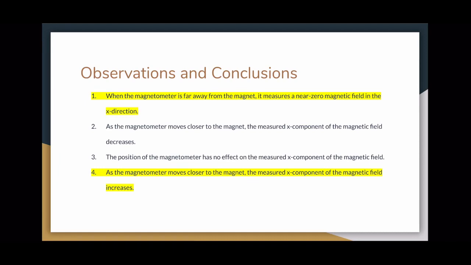The observations and conclusions for this experiment are that when the magnetometer is far away from the magnet, it measures near zero magnetic field in the x direction, and as the magnetometer moves closer to the magnet, the measured x component of the magnetic field increases.